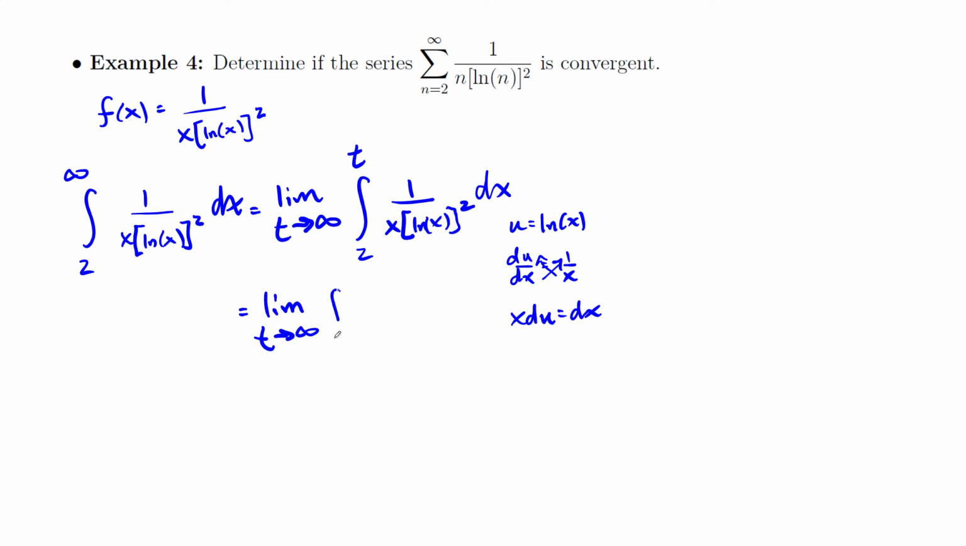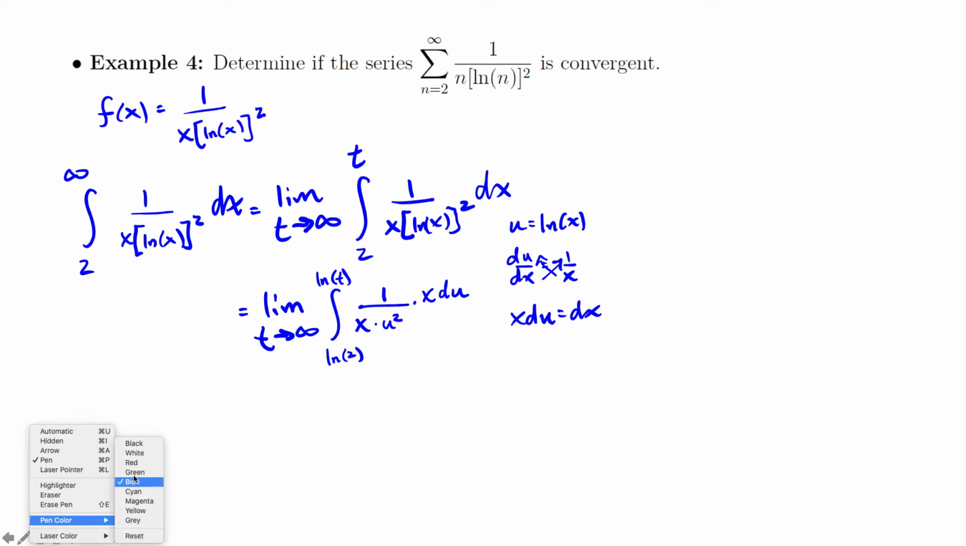So this would be the integral, and remember, we're making our substitution, so it's u equals the natural log of 2 and the natural log of t here. And then this is going to be 1 over x times u squared and then x du. And we get that nice cancellation we were hoping for. All the x's are gone. All I see are u's now. And then in this case, when you have a u squared on the bottom, that's when we're just going to use our power rule of antiderivatives.